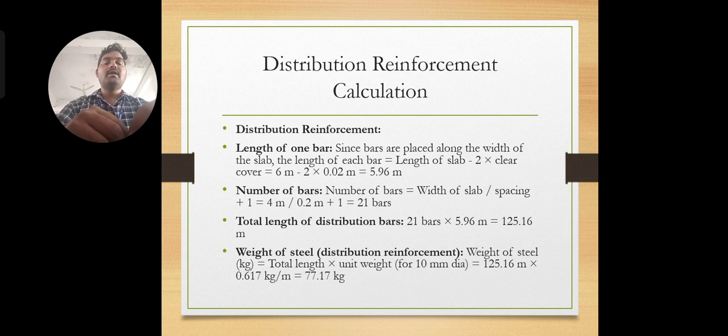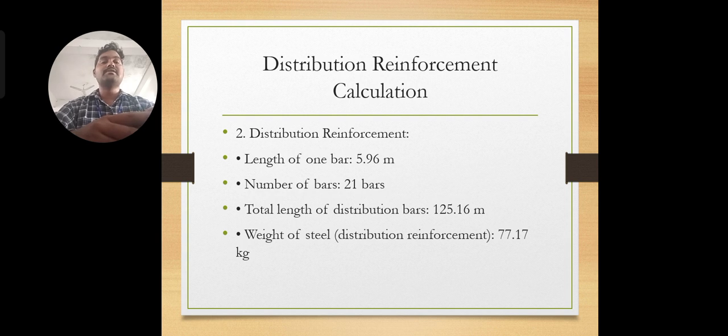And now, similarly, if you see the summary given for the distribution bar, the distribution reinforcement: the length of one bar from the calculation is 5.96 meters, the number of bars is 21, and the total length is 21 into 5.96, we get 125.16. That is the total length, and the weight we get is 77.17.